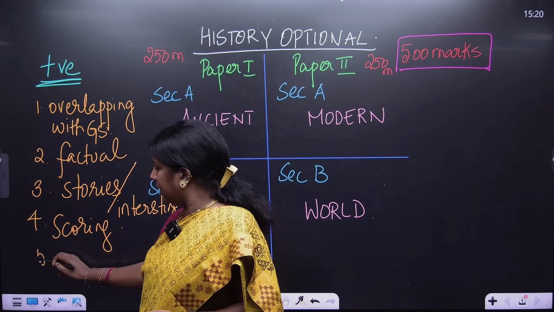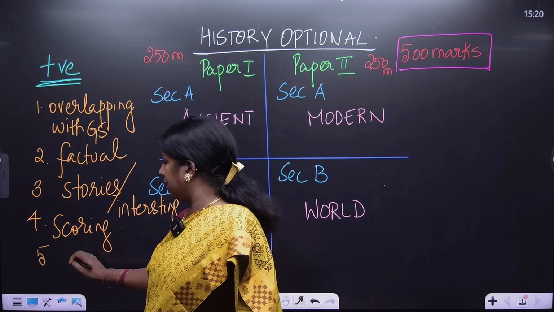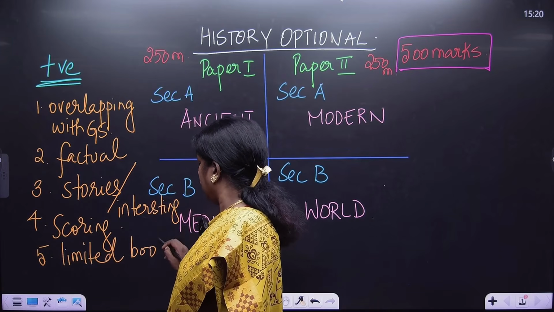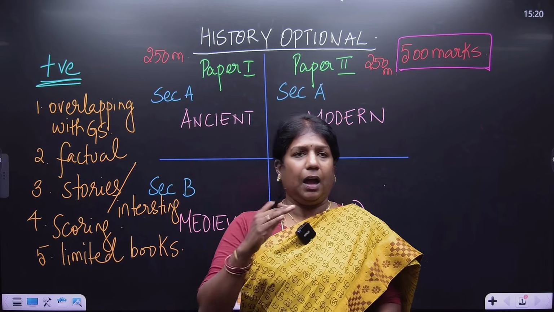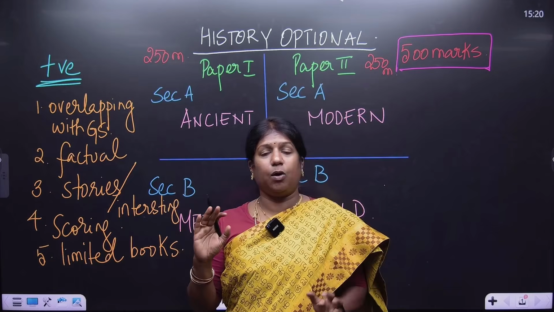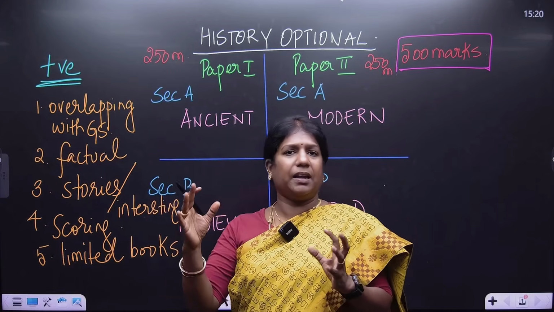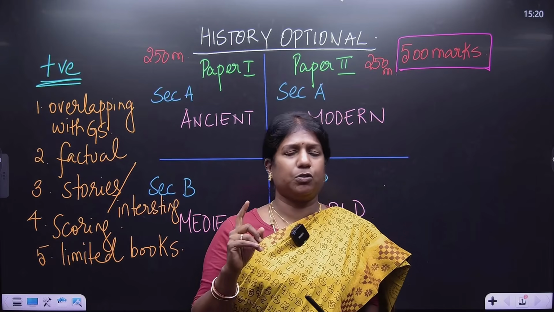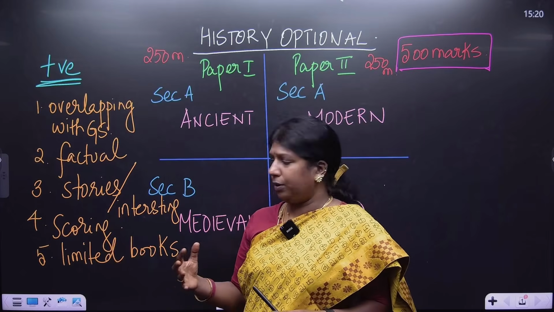The next positive advantage of history optional is that you need not study all the books. Your study material is very little in history optional. I would not suggest you read all the fat books which are available in the market. I would generally give students one book to go through thoroughly and revise, and the class notes will play a very, very important role.